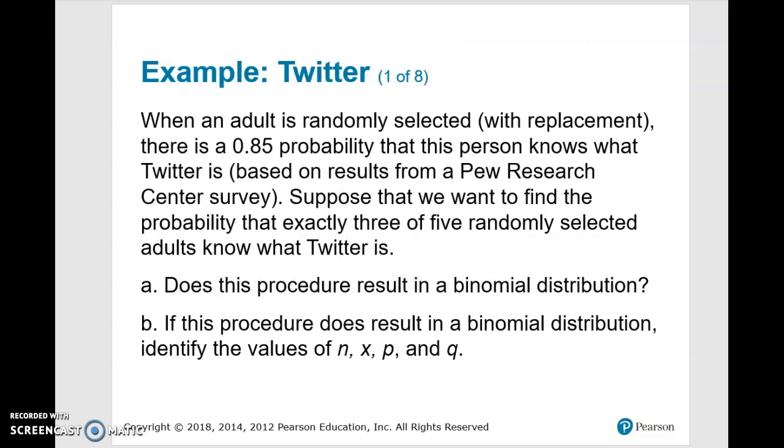Let's look at an example. When an adult is randomly selected with replacement, there's a 0.85 probability that this person knows what Twitter is, based on the results from a Pew Research survey. Suppose that we want to find the probability that exactly 3 of 5 randomly selected adults know what Twitter is. Well, does this procedure result in a binomial distribution? And if it does, identify the values of N, X, P, and Q.